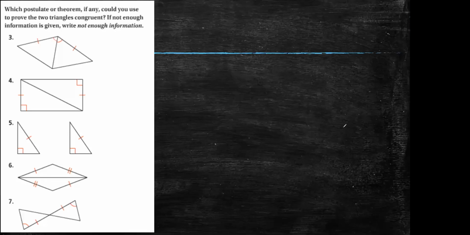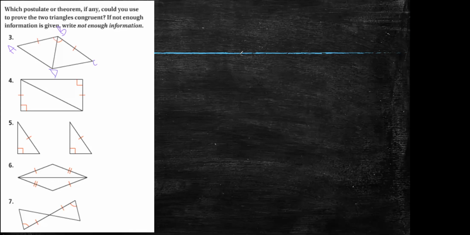Now, in this question here, which postulate or theorem, if any, could you use to prove that the two triangles are congruent? If not enough information is given, write not enough information. Now, look at the first one. Let's name it with A, B, C, and D.